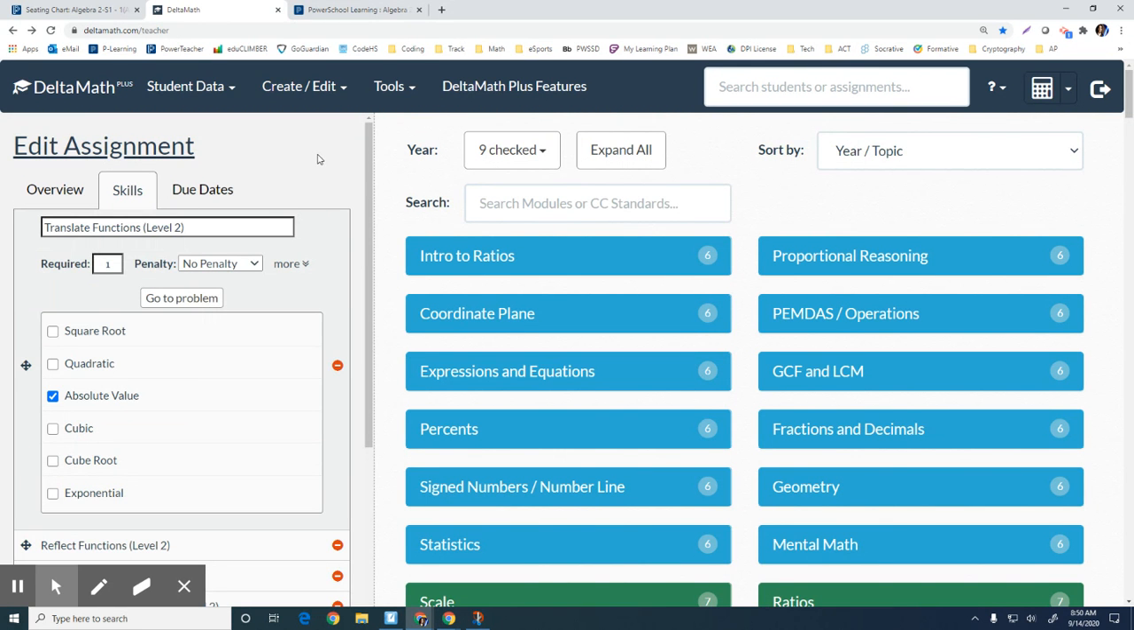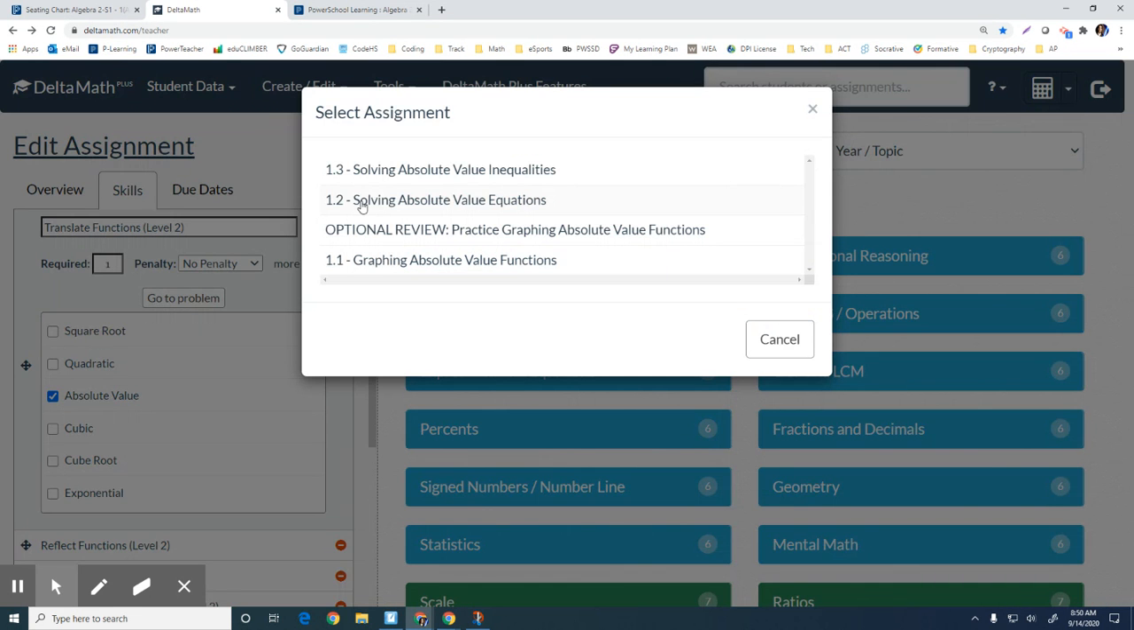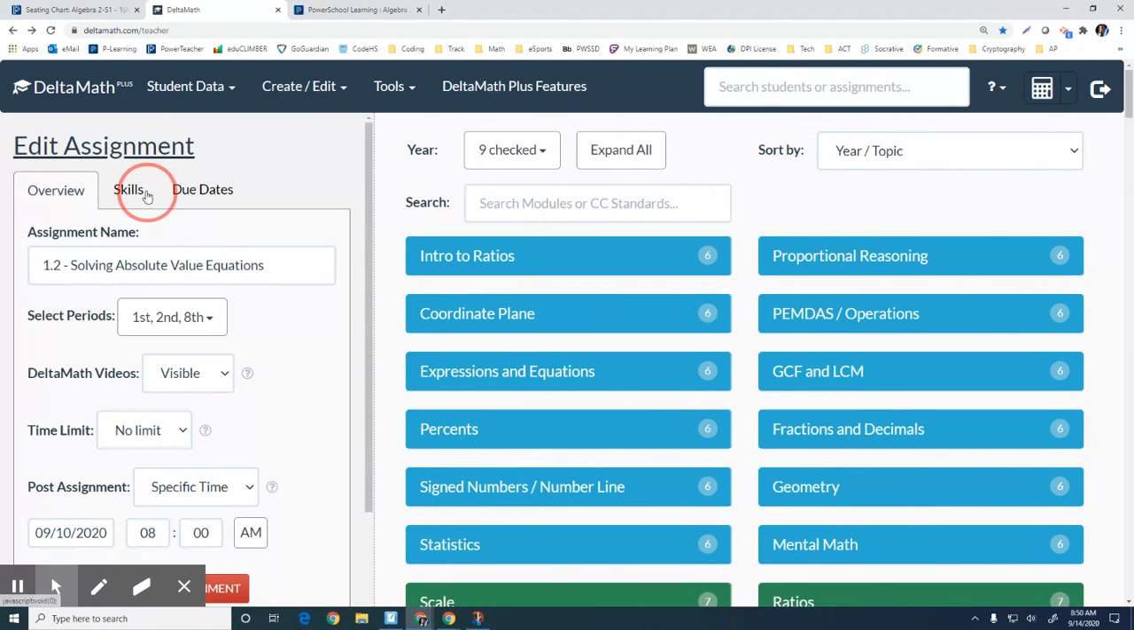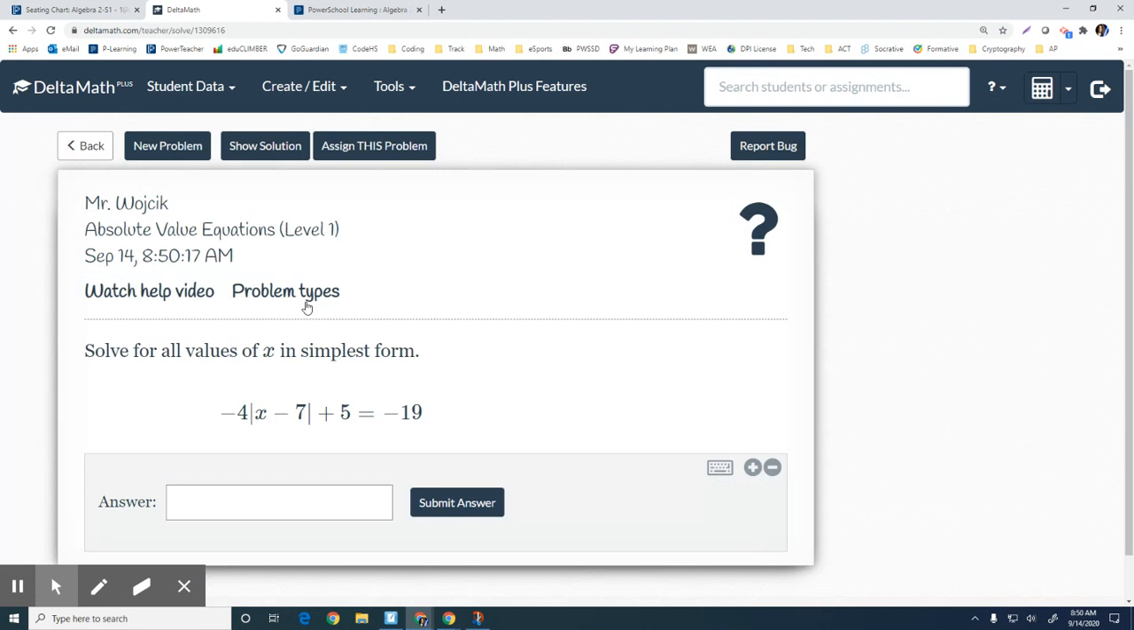All right. Otherwise, you've got 10 minutes left. The time is yours to work on your homework or to review for your test. Remember, you can even go back to 1.2, solving absolute value equations. And even though you only had to do 8, you can still do additional problems. I definitely recommend you do this. Make sure you practice some additional problems before the test to make sure that you understand how to perform these 3 skills.